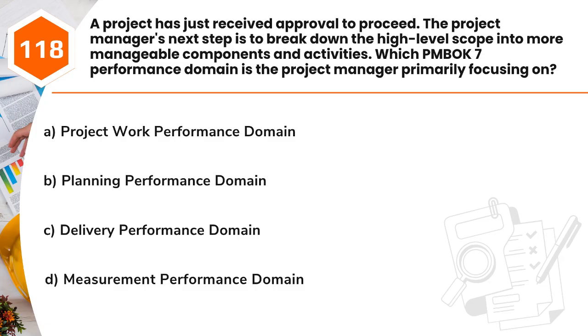Question 118. A project has just received approval to proceed. The project manager's next step is to break down the high-level scope into more manageable components and activities. Which PMBOK 7 performance domain is the project manager primarily focusing on? A. Project work performance domain. B. Planning performance domain. C. Delivery performance domain. D. Measurement performance domain.